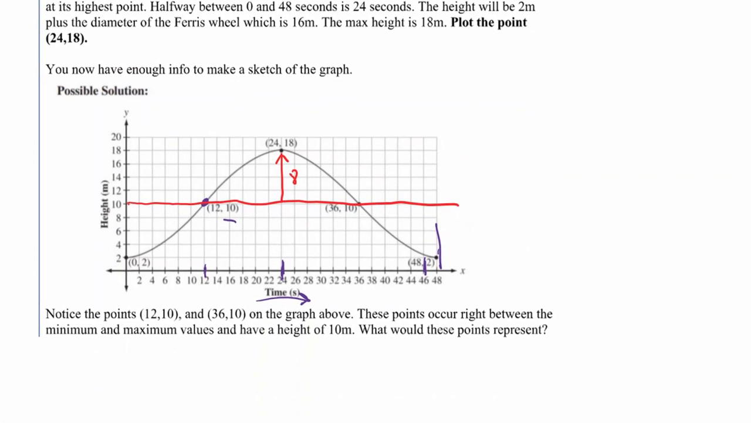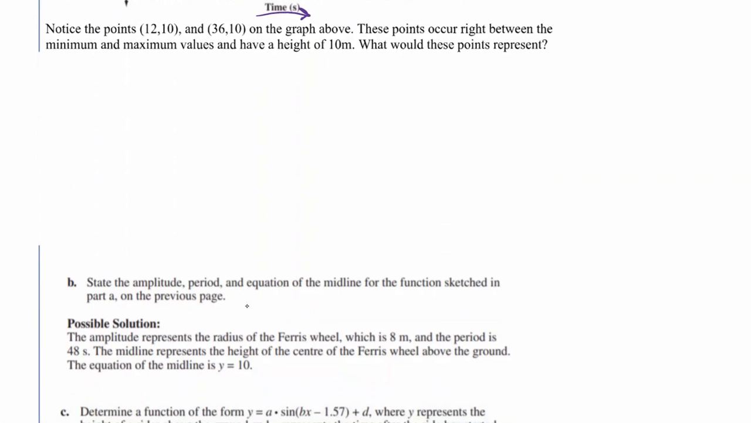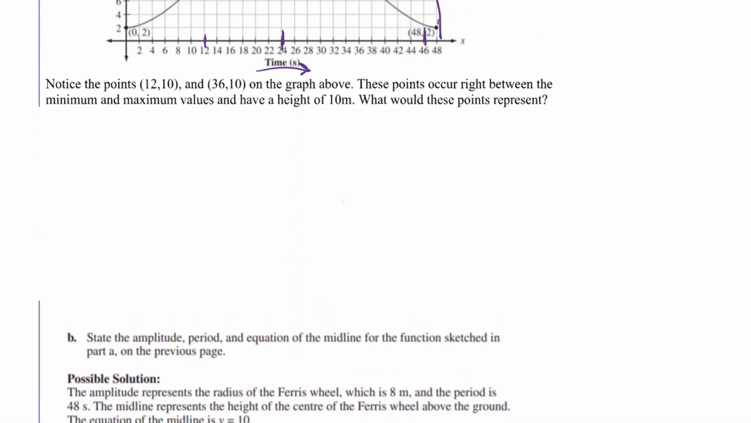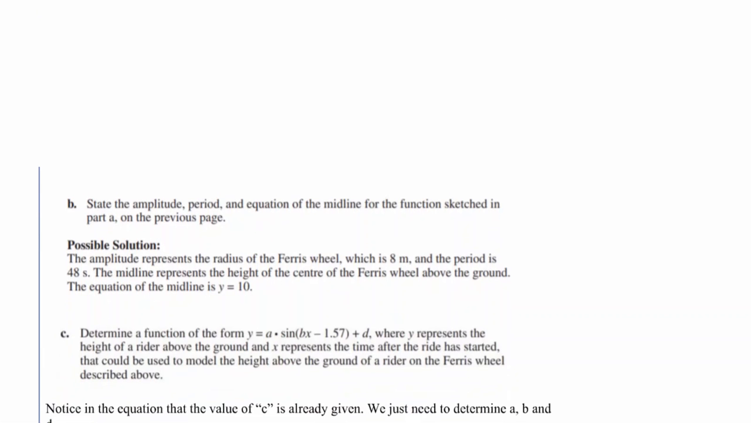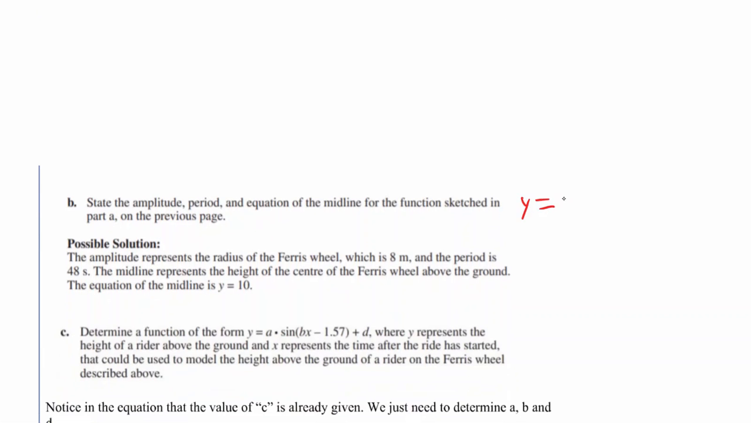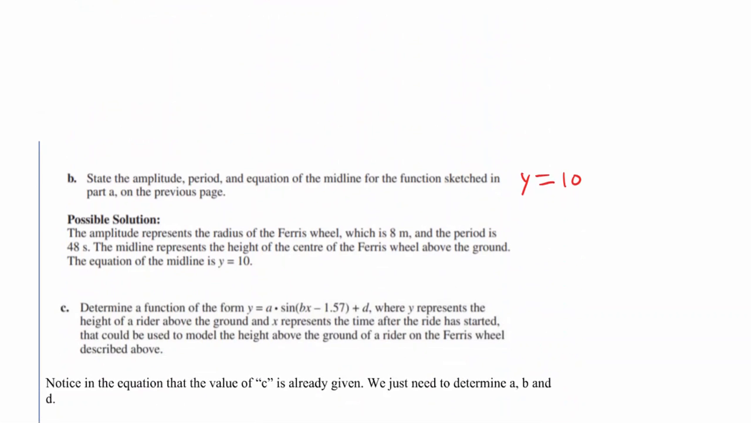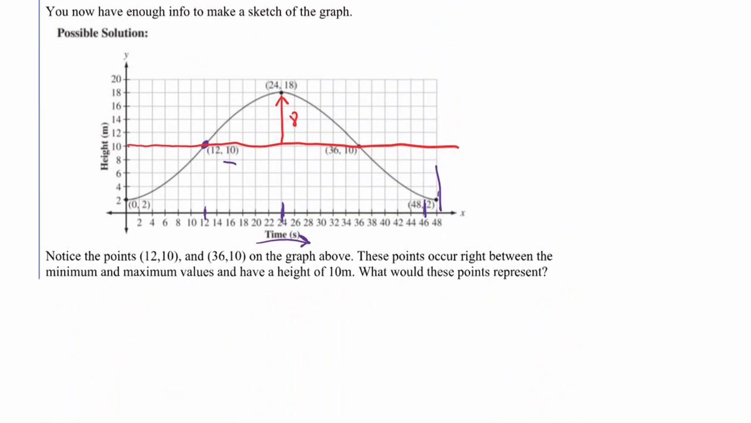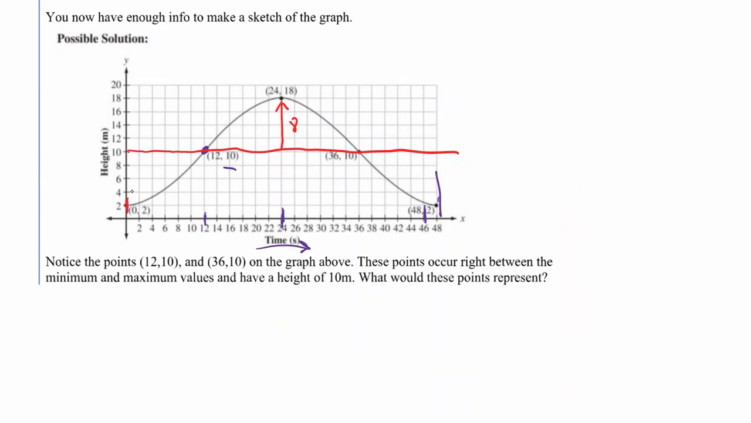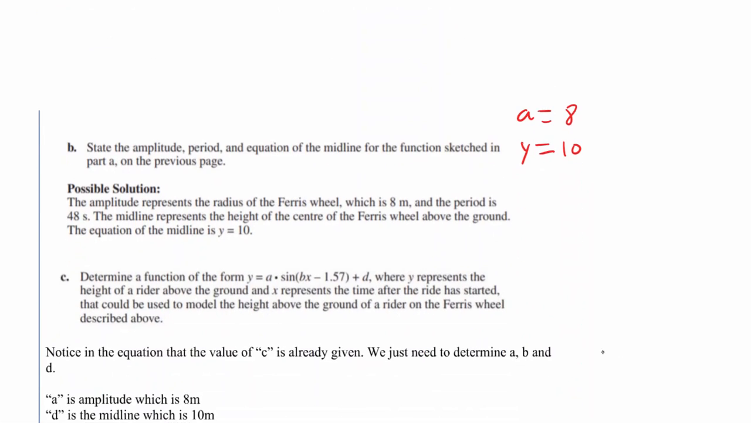Okay, so we've done that. Now the next part says period. So we've done the equation of the midline. Sorry, I should say the equation of the midline should be y is equal to 10, right? That's that red line there, a straight line going across. The amplitude we said was 8. So now let's find the period. The period of this graph is just where it starts making a pattern over again. They actually told us, didn't they? The period of this graph is 48. That's how long it takes to do one full revolution. So the period would be 48 seconds. All right, done. That's it.